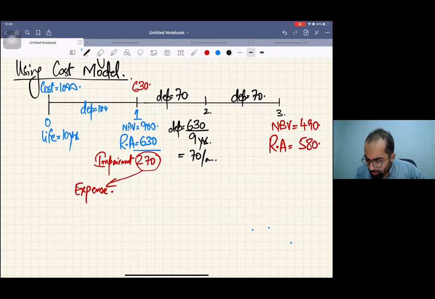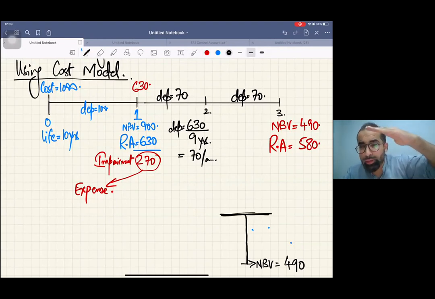Right now we are at 490, and we need to reverse, which means we need to go up. Reversal of impairment is allowed, but always mind there is a border which you cannot cross at any cost. Sir, is reversal of impairment allowed in cost model? Yes. You can take the asset upward, but there is a border which you are not allowed to cross.